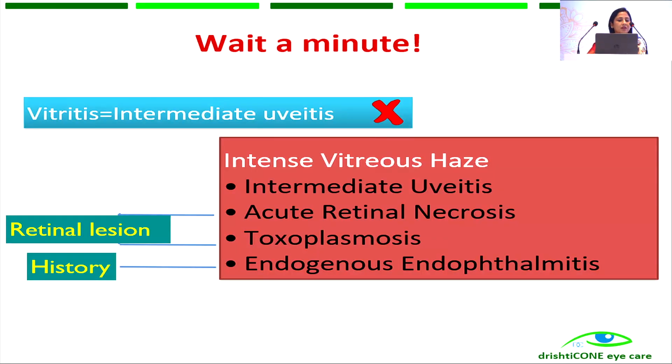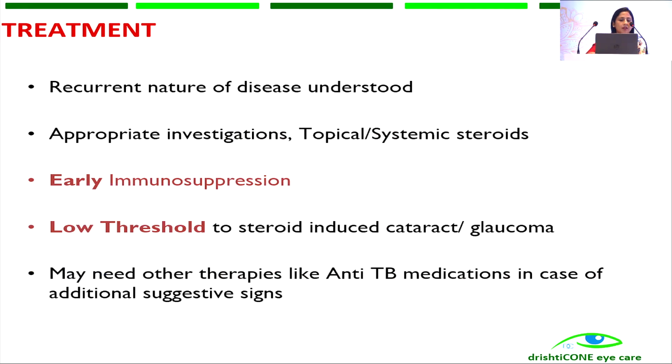But wait a minute, just vitritis doesn't mean intermediate uveitis. If you're seeing some cells on the anterior vitreous face, there are other diagnoses that need to be considered, which are even more sinister, like acute retinal necrosis, toxoplasmosis, and endogenous endophthalmitis. The treatment of these three is totally opposite to that of intermediate uveitis. In ARN and toxo, which we'll take later, you have a focal retinal lesion, but you have to look for it carefully. And in endogenous endophthalmitis, you will have a history where the patient will tell you that he took some intravenous fluids.